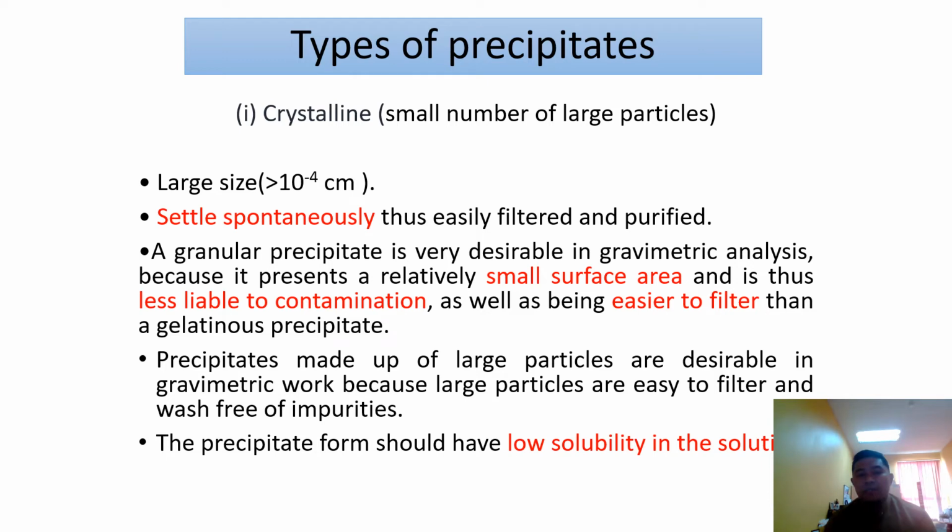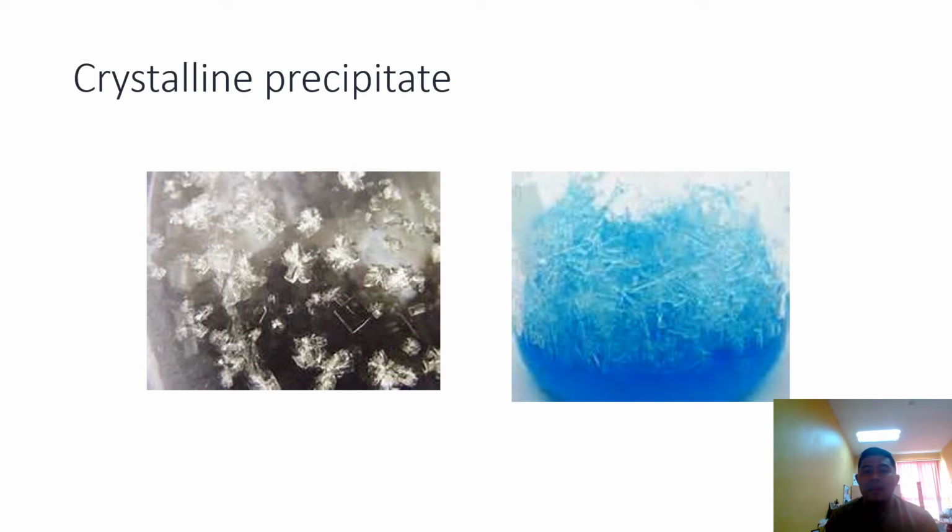Okay, the precipitate form should have low solubility in the solution. That is the characteristic of a precipitate. That is a favorite question. So you can see from this picture, this is a crystalline precipitate, but in lab study, when you do your degree later, maybe you will see this crystalline precipitate. But the process is tedious and not easy, so you need to control everything: the temperature, the environment, and make sure the place is clean and so on.